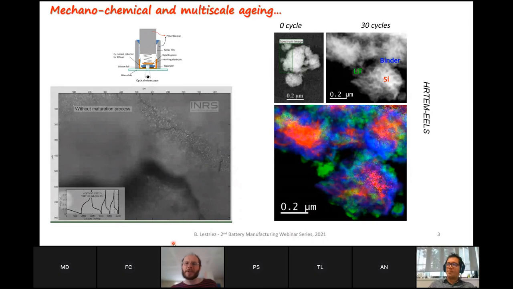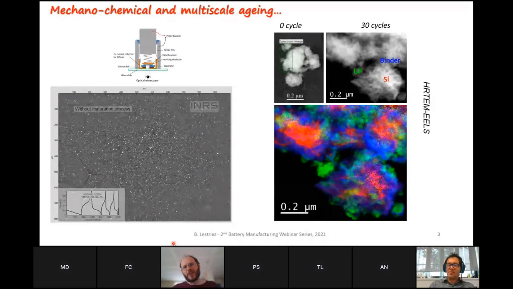At their scale. And the left image is a phase map obtained by electron energy loss spectroscopy that illustrates the chemical degradation that is occurring, with, in green, some LiF deposits, which are the result of the liquid electrolyte degradation. We will see this again later.